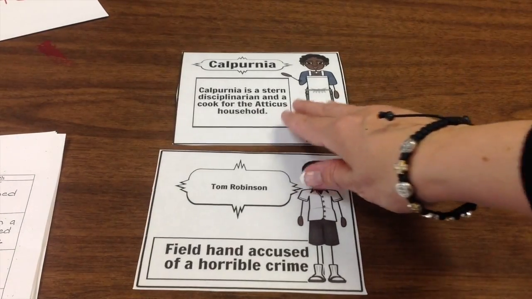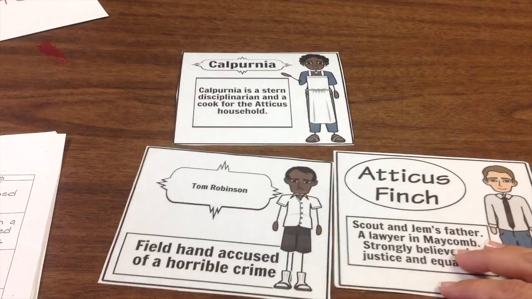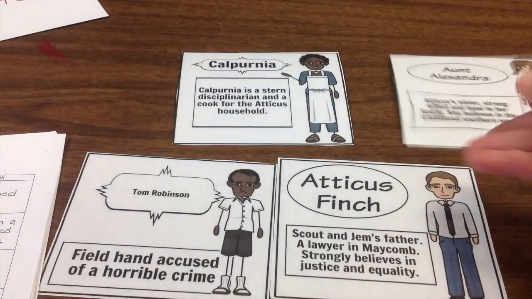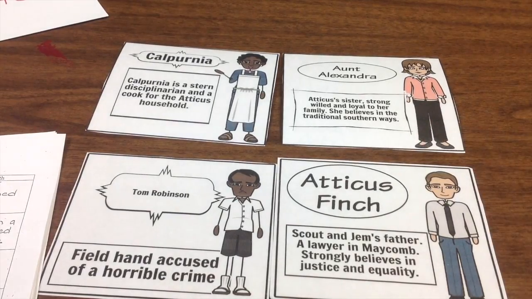You can create character cards for any novels or books that you're reading, short stories. You can make timelines for history. You can do all sorts of things. So we created these cards for To Kill a Mockingbird. It gives you a picture, a visual of the person, their name, and then just a real brief description of the character.